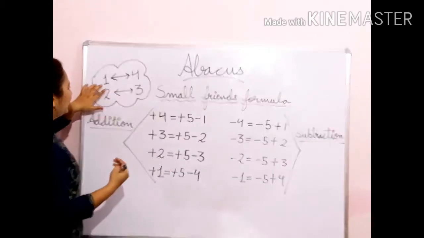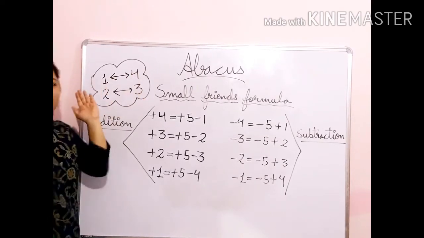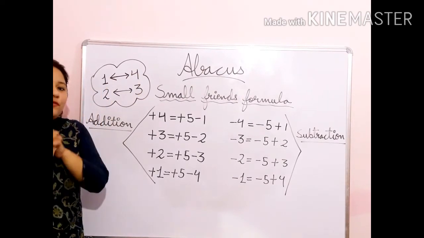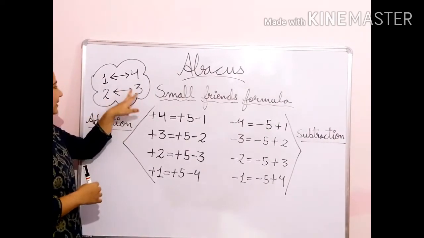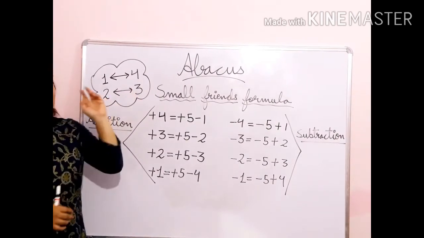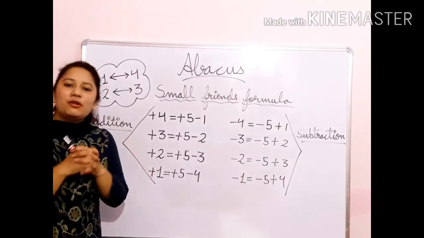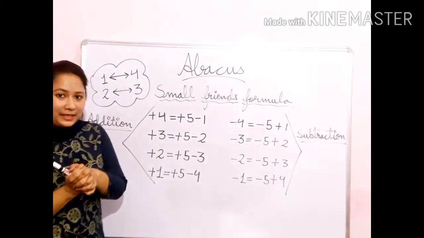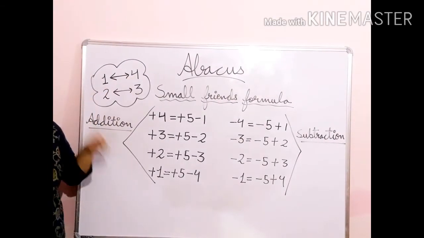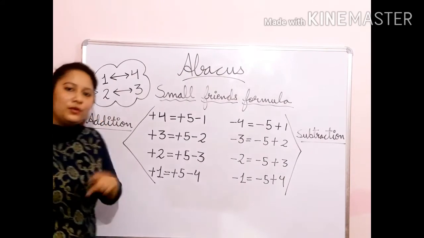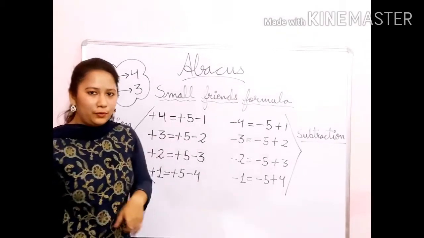Same way, 1 is the friend of 4. So 4 is the friend of 1. They both have a strong bond of friendship between them. Same way, this is 2 and this is 3. See, 2 is the friend of 3 and 3 is the friend of 2. They both have a strong bond of friendship between them. So, they don't interchange. See, 4 will not become the friend of 2. 4 will be the friend of 1 only and 1 will be the friend of 4 only.